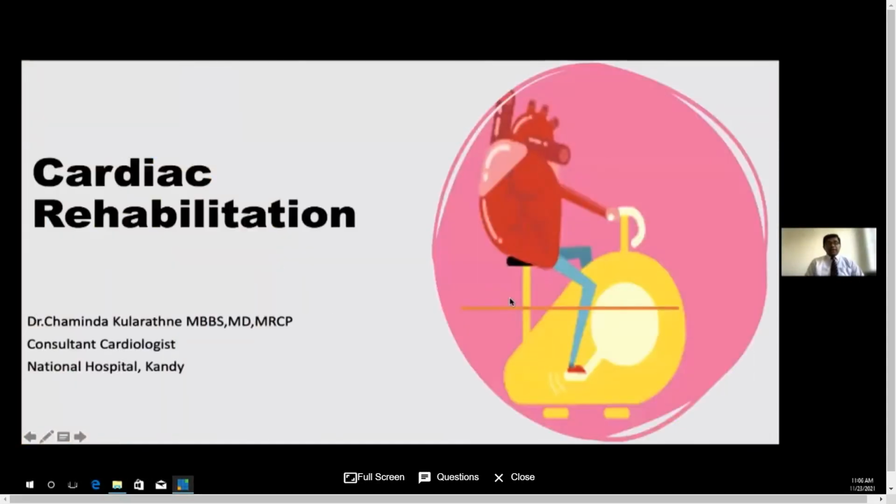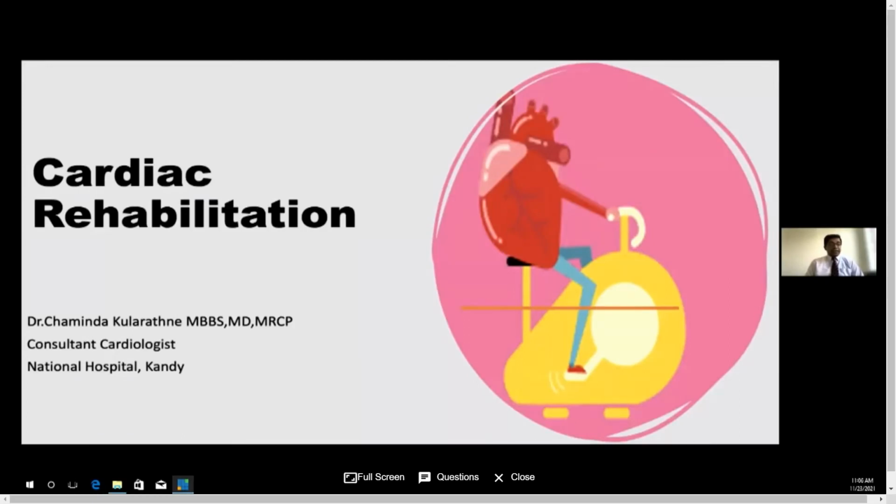Good morning, everybody. Now we are moving to Symposium 3, Rehabilitating a Cardiac Patient. The topic I am going to discuss is in-hospital cardiac rehabilitation, what to do. Before discussing my topic, I will discuss briefly the basic concept of cardiac rehabilitation.